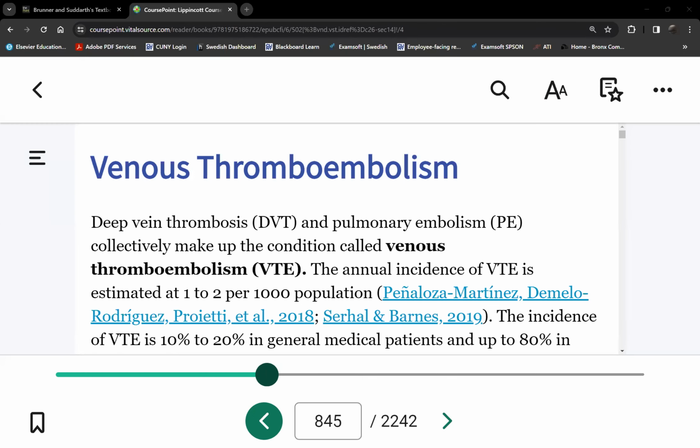Now, keep in mind, PE is technically under arterial disorders, so it's not on the circulatory chapter. Okay, again, this is chapter 26 under VTE, because most PEs are caused or preceded by a VTE.